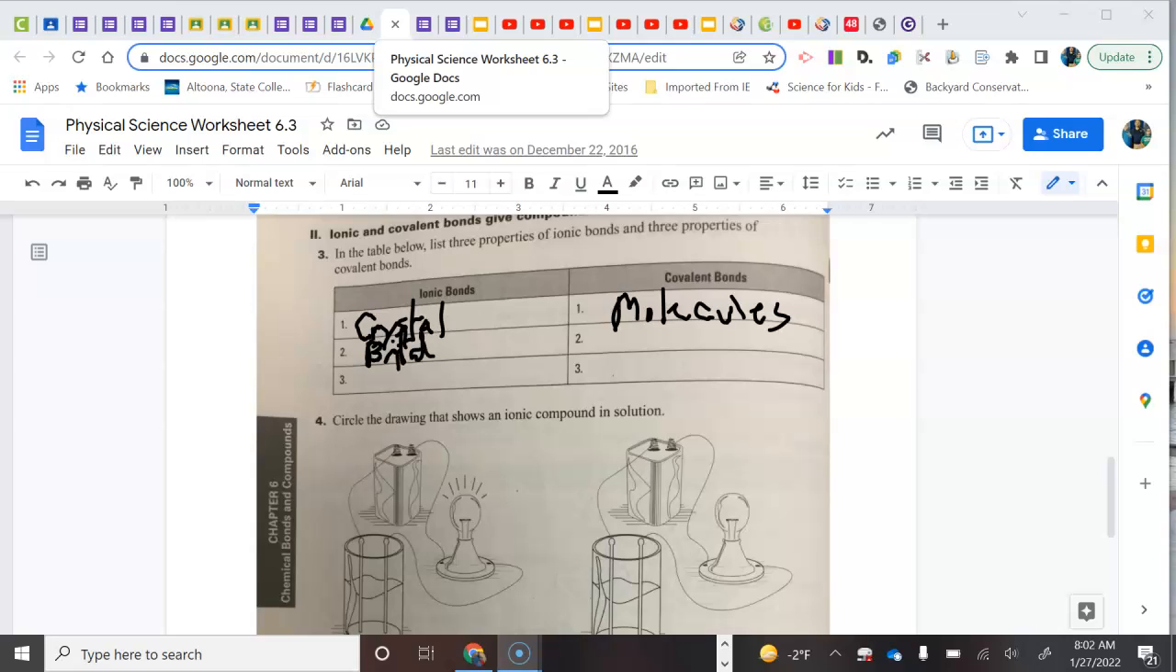That might be spelled wrong. They conduct energy, or electricity, when in water. It has to be in water. Ionic bonds also have a very high boiling point.